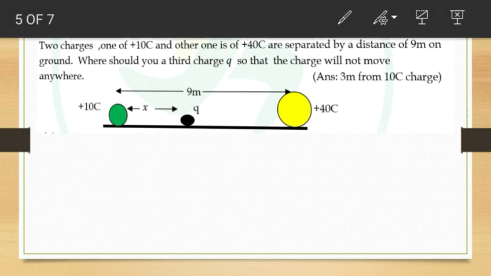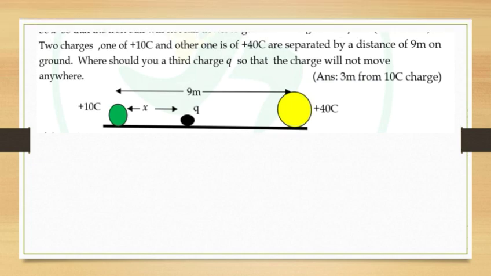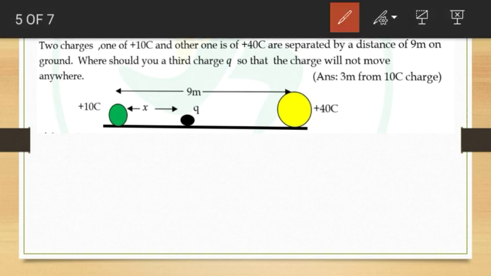Now go to the third question. If two charges, one of plus 10 coulomb and another of plus 40 coulomb, are separated by a distance of 9 meter on ground, then where should you put a third charge q so that the charge will not move anywhere? It is exactly the same kind of question that I asked here. You can easily solve this one. I will give only a hint for this question.